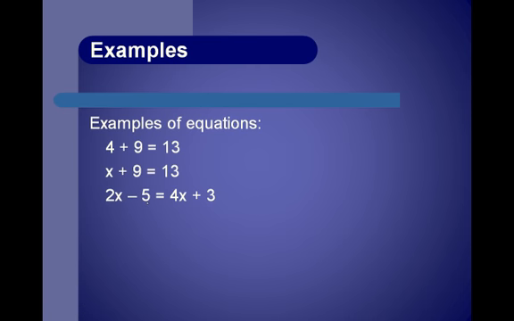Notice the left side is an expression and the right side is an expression. (x plus 3) over 2 equals (5 minus x) over 4. That is also an equation. This last one is an equation, although it has two variables, x and y.